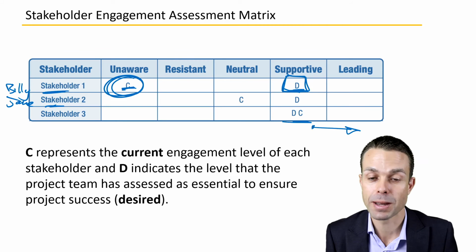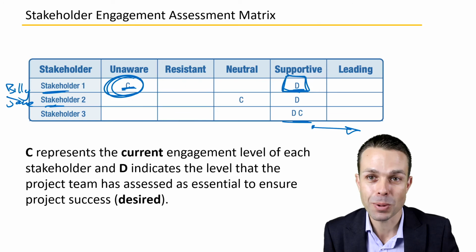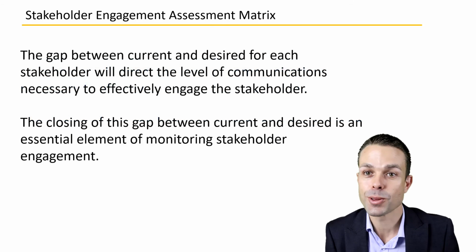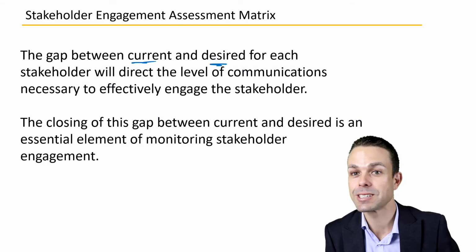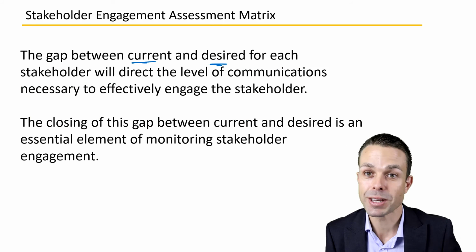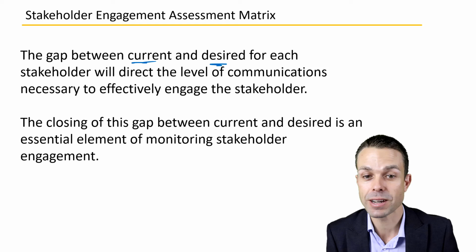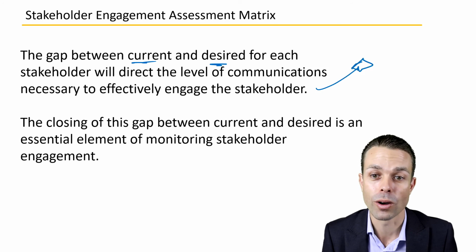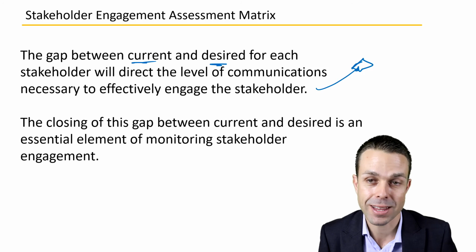So we need to really make sure that we're communicating properly and helping get them up into those upper levels of stakeholder engagement. So the gap between the current and the desired for each stakeholder will direct the level of communications necessary and to effectively engage that stakeholder. So do we need to communicate a lot more? In what way? What's best for that stakeholder?